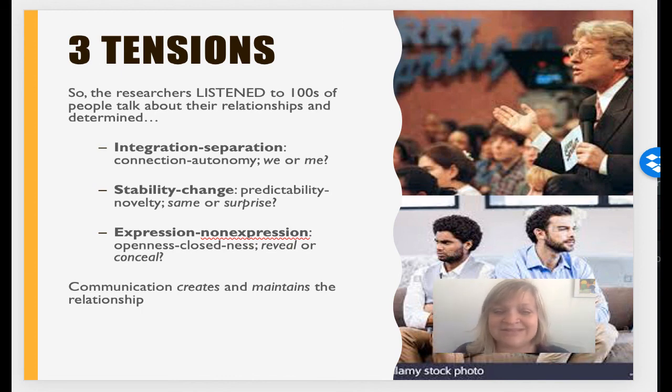So again, relational dialectics is a theory that is looking at how communication within these tensions not only creates the relationship itself, its boundaries, its patterns, predictable styles and patterns of communication, but also how it maintains the relationship or eventually tears it apart, really. So that's kind of how that one goes. Again, the reading will tell you more, but let me know if you have questions.